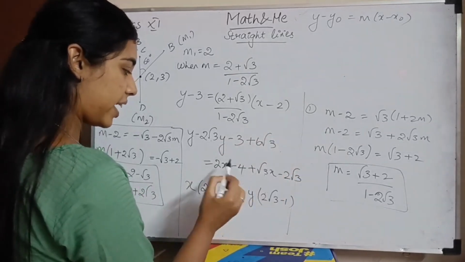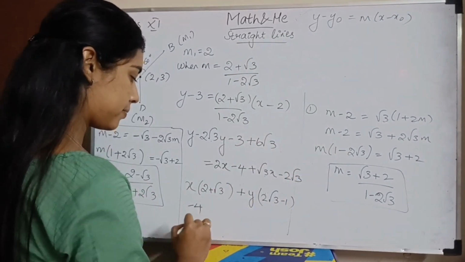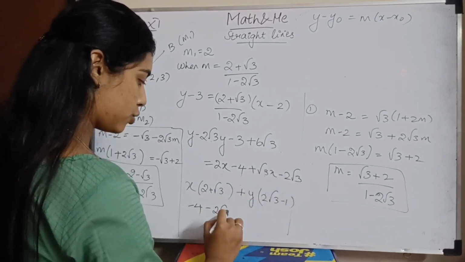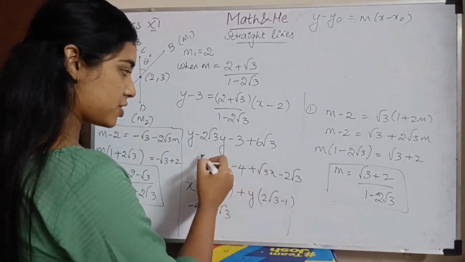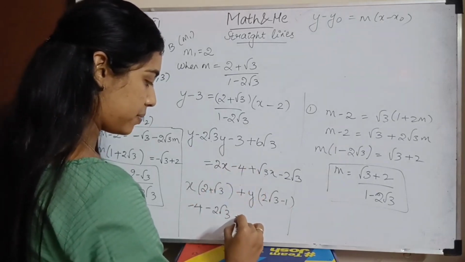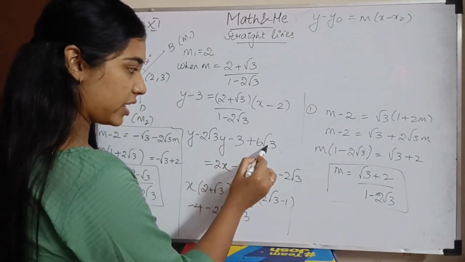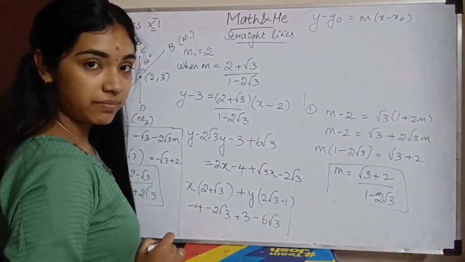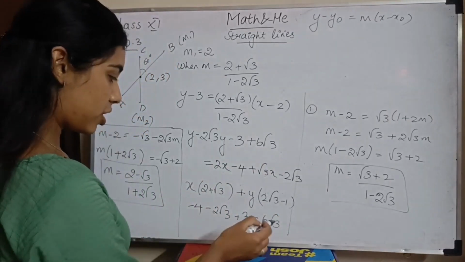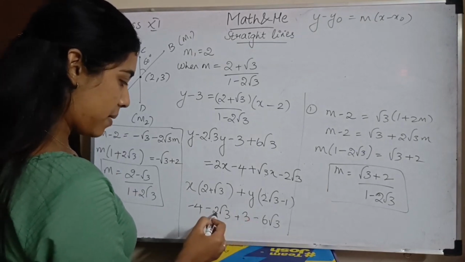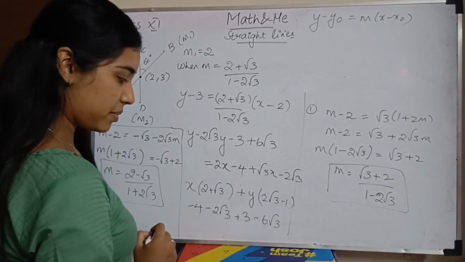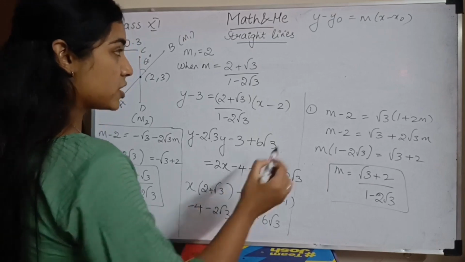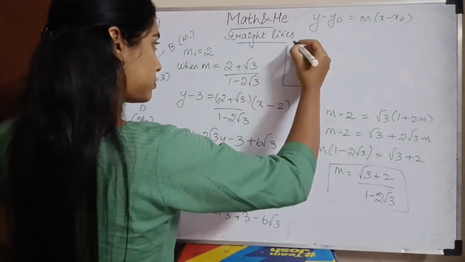Okay? Now I have the other constants. What do I have? I have minus 4. What else? Minus 2 root 3. I'm bringing this to the other side. So I have plus 3. I'm bringing this to the other side. So it's 6 minus 6 root 3. Okay. So what does your constant become? It becomes minus 2 root 3 minus 6 root 3, which is minus 8 root 3, and this becomes minus 1. So what is my final equation?